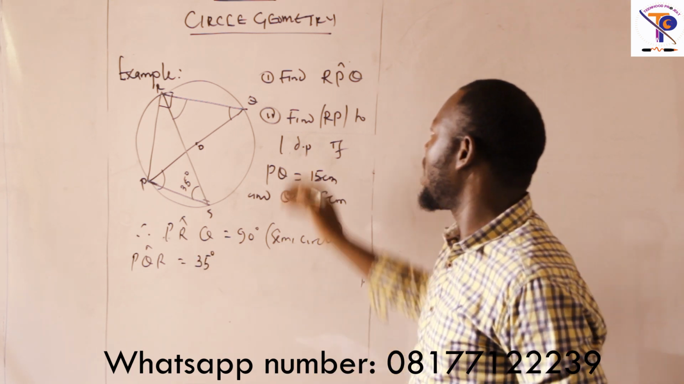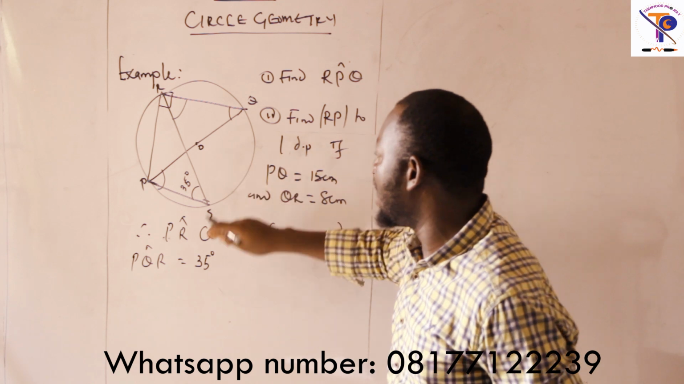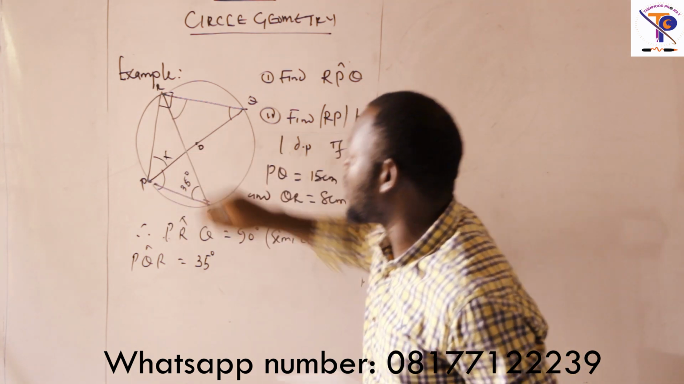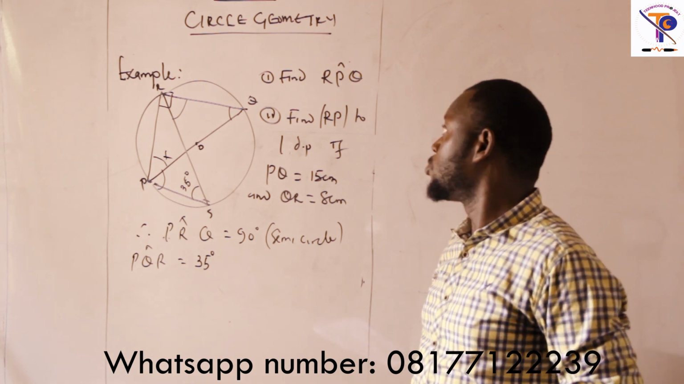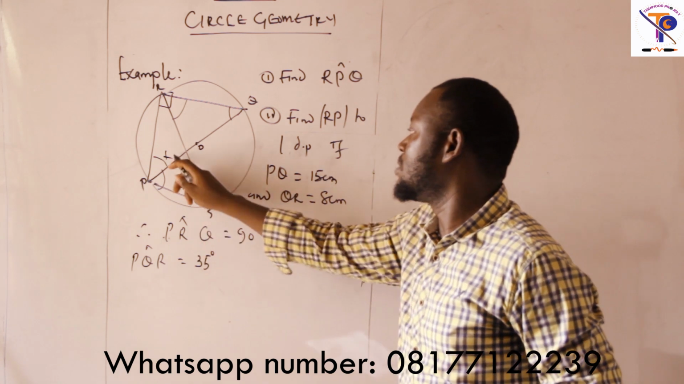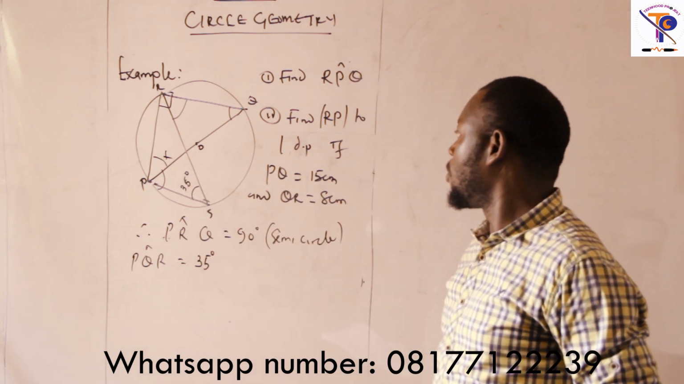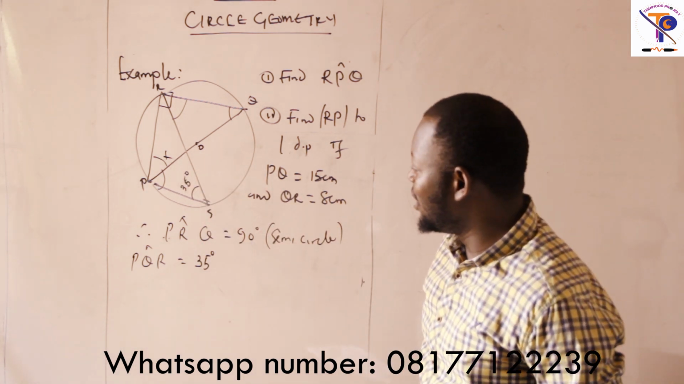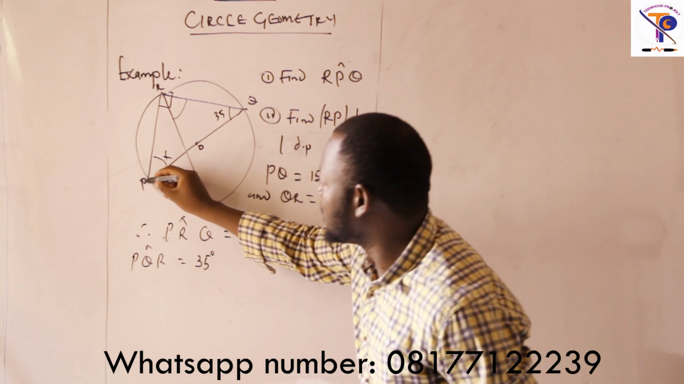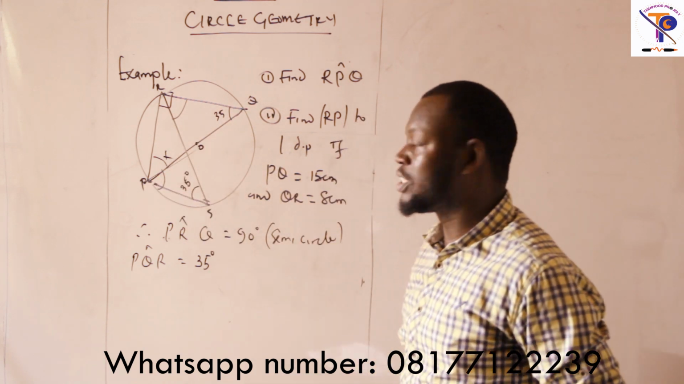Then what were we asked to find? RPQ. This is R, P, and Q. This is the question we were asked to find. This angle, so RPQ. That means angle P. So far we can locate 35 degrees. This is 35 degrees. So I think this is a triangle. I'm sure this is a triangle.